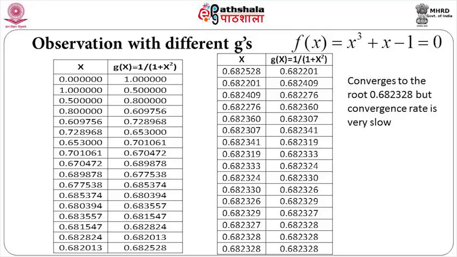Let us look at the only form of g(x) that now remains, and that form of g(x) is 1 upon 1 + x^2.